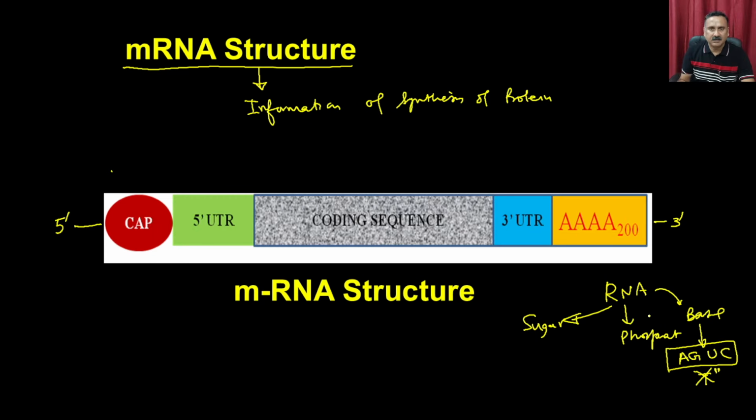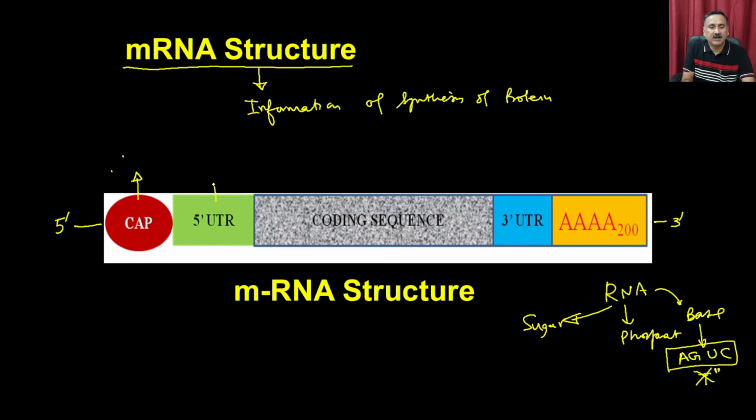Other than that, it is single stranded, so there will be extensive secondary structures present in RNA species. As far as the structure is concerned, RNA has the 5' cap. This cap protects the RNA sequences, because RNAs are very susceptible to RNase molecules. And then it has the 5' UTR.